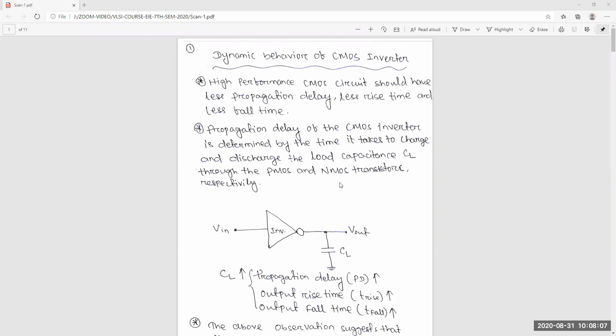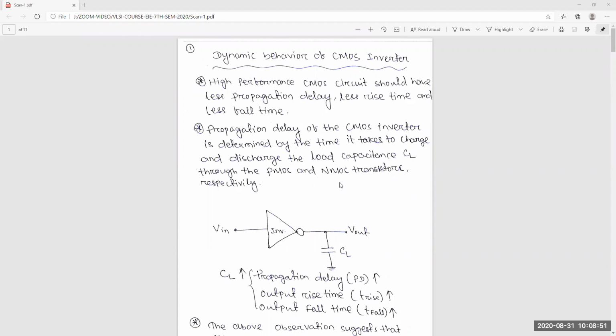Why is propagation time important? For every circuit operation, if there is a delay, a rise delay or a fall delay, it will definitely affect the performance of the circuit in terms of speed. For higher speed operation we will not use such circuits. For high performance, high speed circuits, your propagation delay, rise time and fall time should be very, very low. That is our main intention.